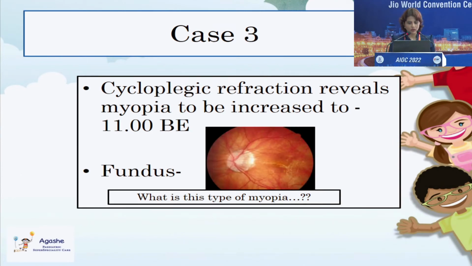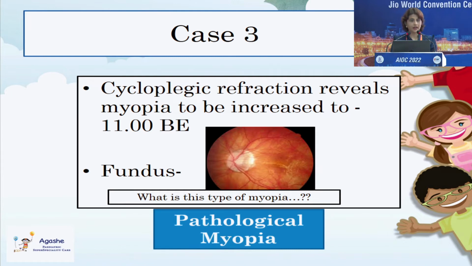Case number 3, where the young child progressed from -8 to -11 with pathological fundus changes. This is a case of pathological myopia. Again, atropine is contraindicated and should not be used for these patients.